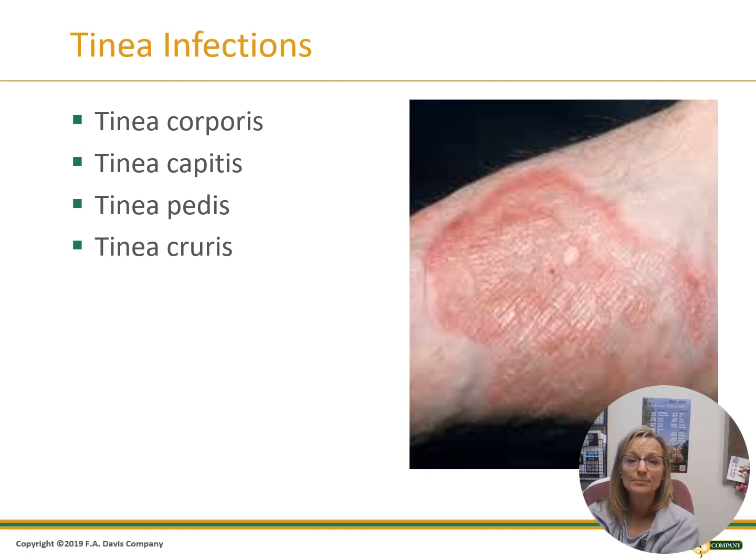For tinea capitis, which is again on that scalp, you're going to shampoo the hair twice daily for 2 weeks with shampoos such as selenium sulfide or ketoconazole. Shampoos are effective in mild cases, but occasionally we do have to do oral medication. And oral medication is griseofulvin, and it's given once or twice a day for 4 to 6 weeks. We also will do that if they have toenail fungus that is really bad.